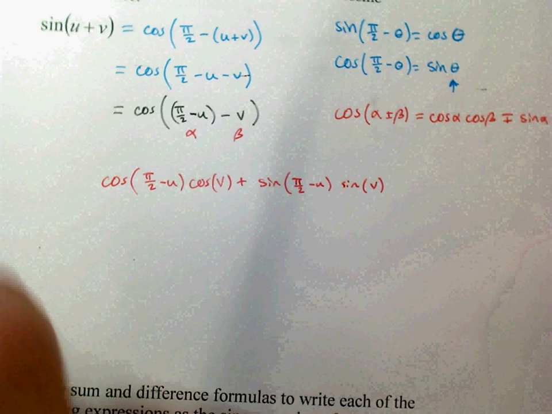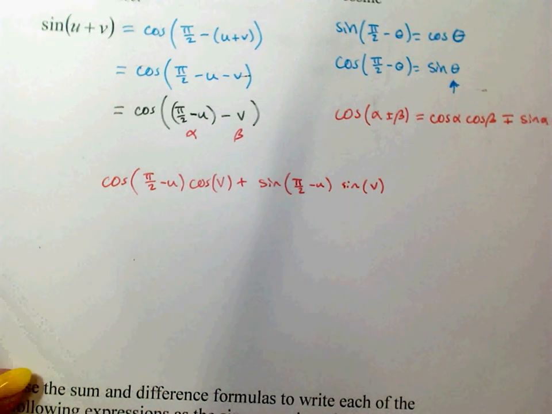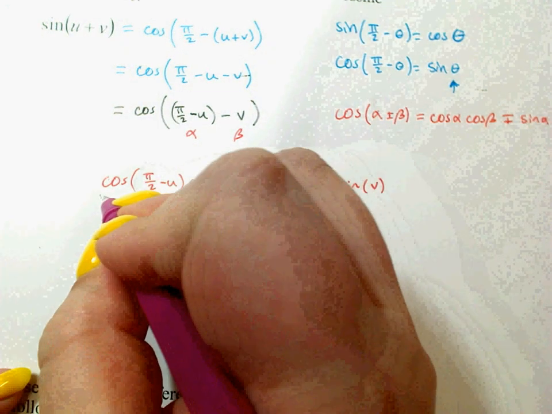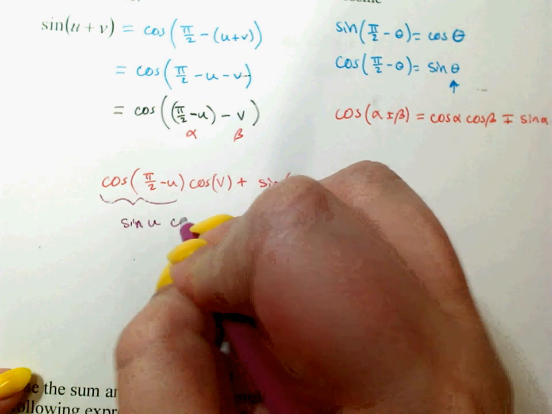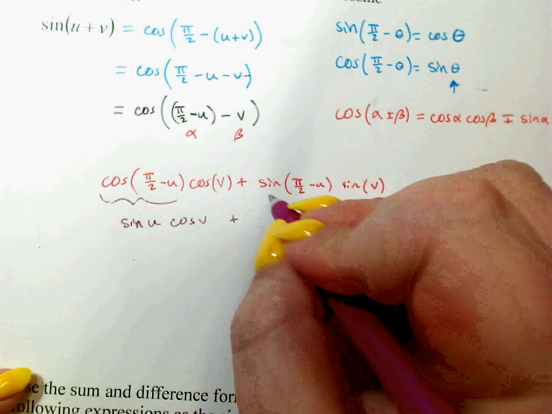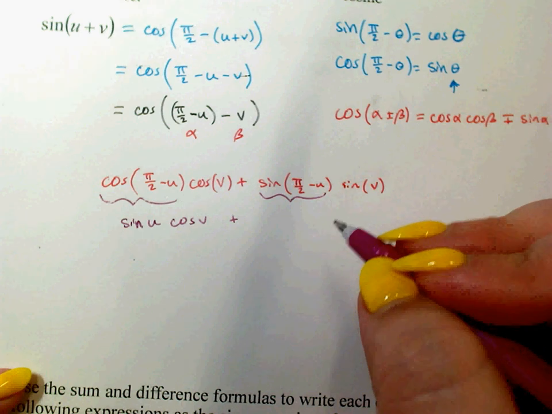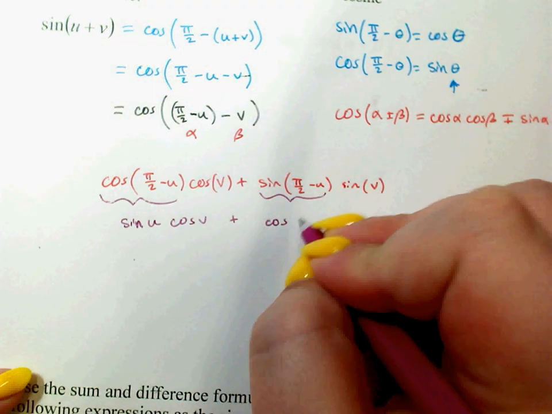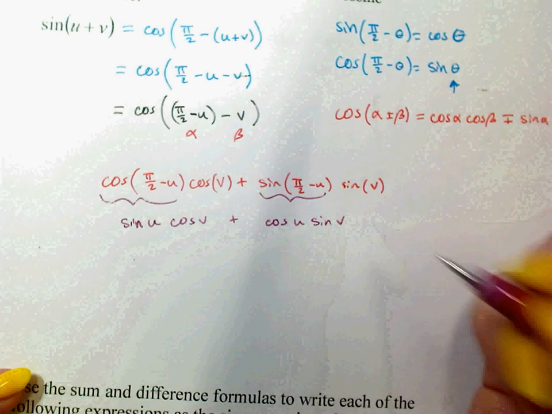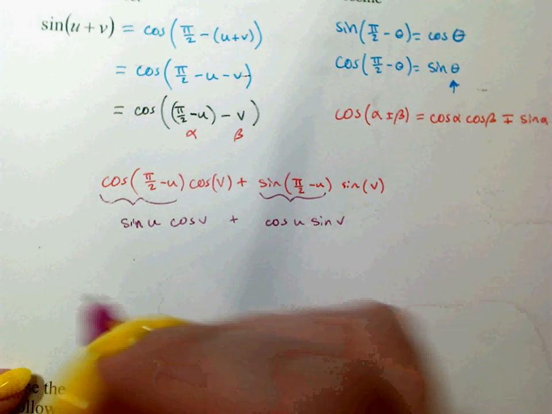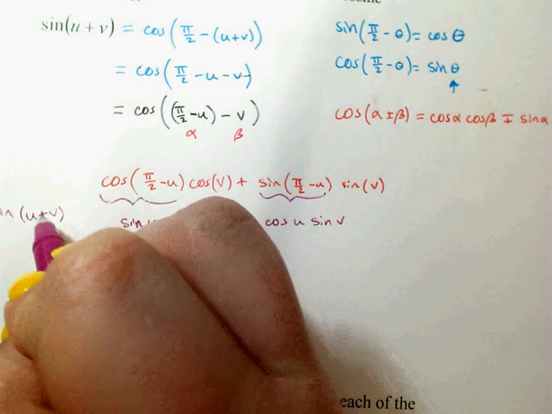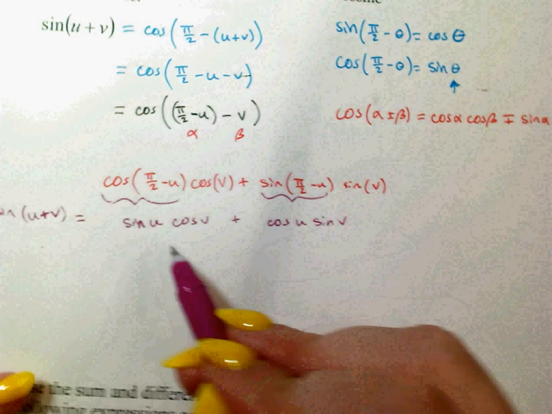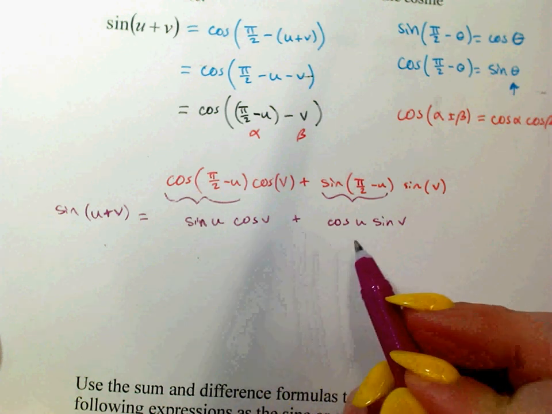And then, again, using my cofunction identities, cosine of pi over 2 minus u is a cofunction to sine of u. So sine u cosine v plus sine of pi over 2 minus u is a cofunction to cosine, so cosine of u sine v. So sine of u plus v equals sine u cosine v plus cosine u sine v.